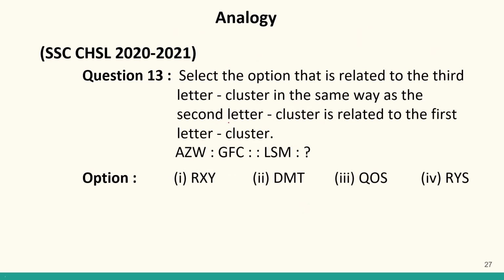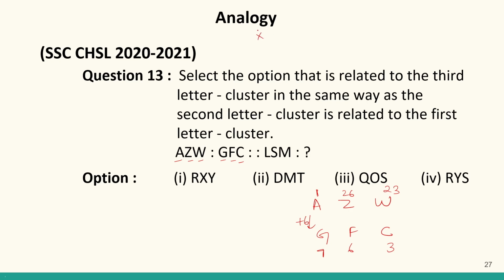Now, this is a question again of alphabet analogy, also known as letter analogy. So I told you that each of these individually will be treated as separate series. So we have to write A, Z, W, and below this I'll write G, F, and C. Now A is 1, this is 26, and W is 23, C is 3, F is 6, and G is 7, right?